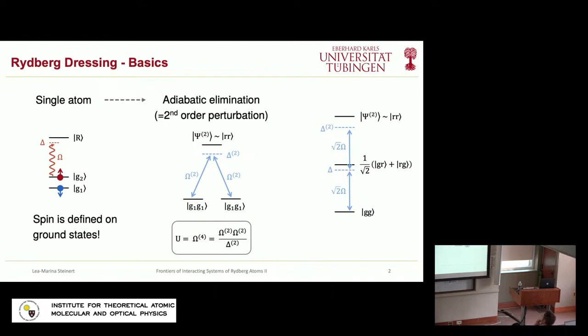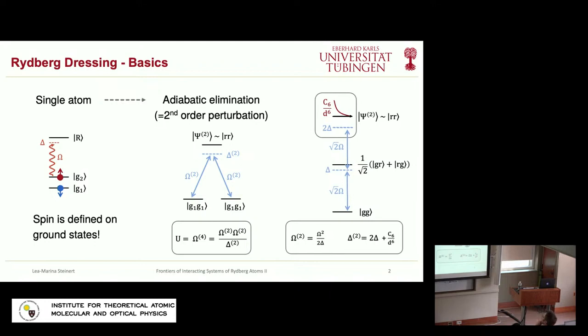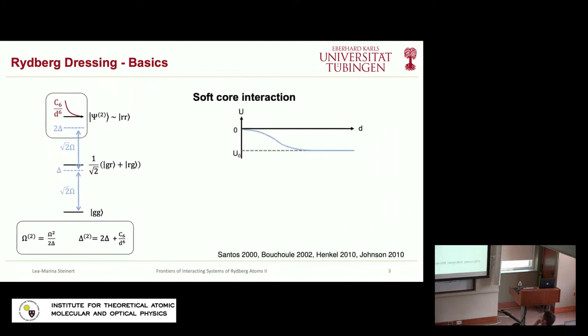As everyone knows in this room, due to the Rydberg-Rydberg interaction, we obtain new van der Waals shifted eigenstates, meaning that this two-photon detuning is not only twice a single-photon detuning, but has an additional van der Waals potential. So if we put all the formulas together and look at it in experimental parameters, we obtain something that is well known.